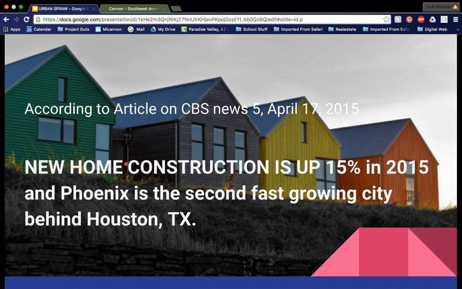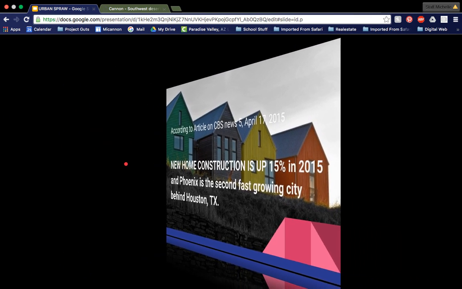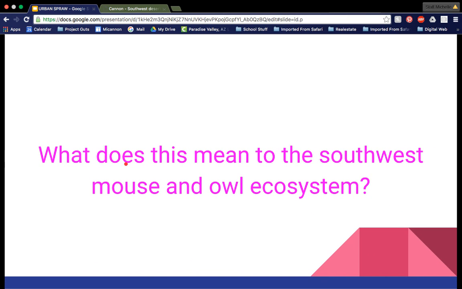So when I did some research, I found out that Phoenix is growing second in the nation behind Houston, Texas. We are growing into our deserts at a huge rate and I really wanted to build something to see what that means to our desert ecosystem. You could replace this ecosystem with lots of different animals and be looking at the effects of our urban sprawl.